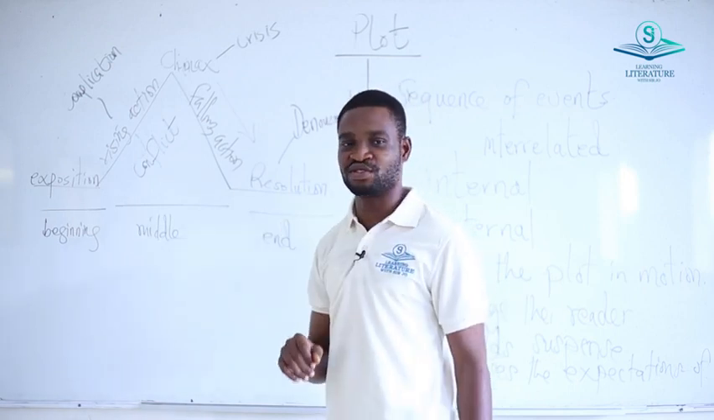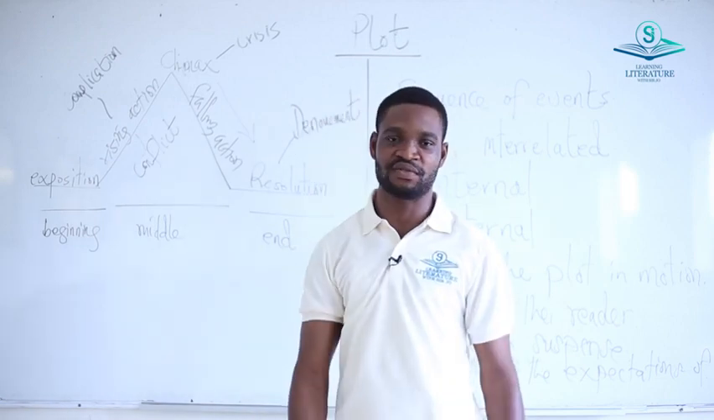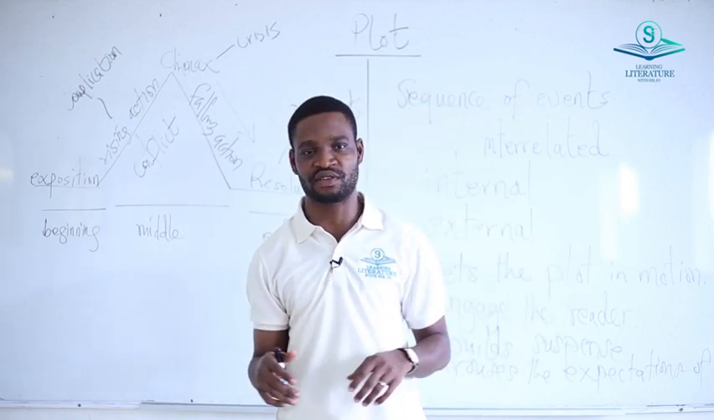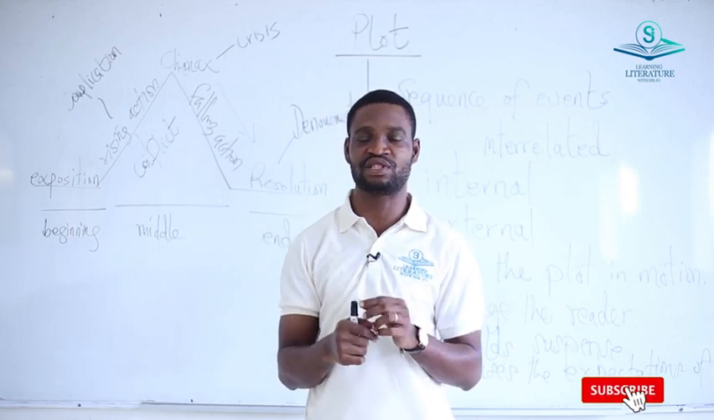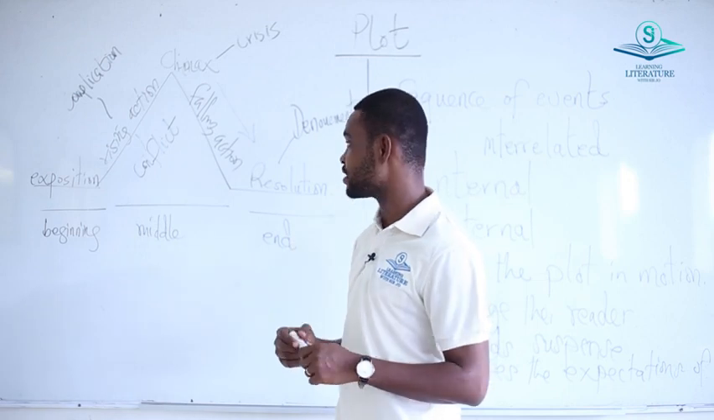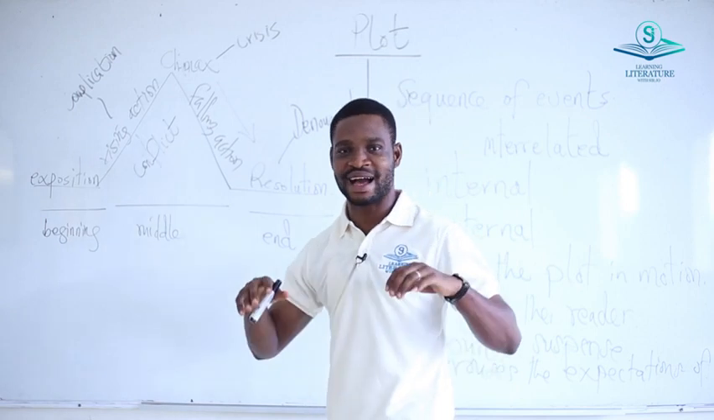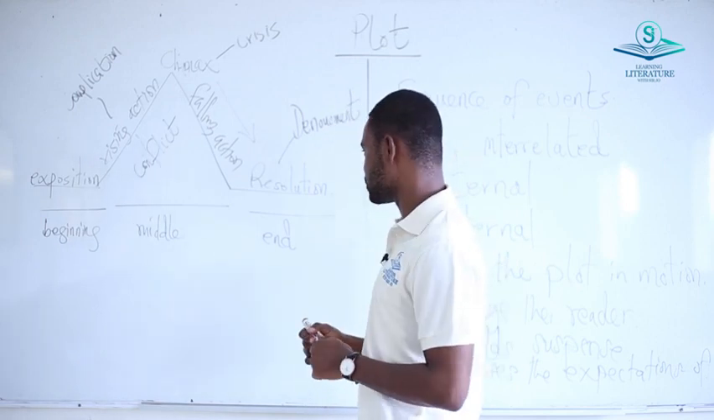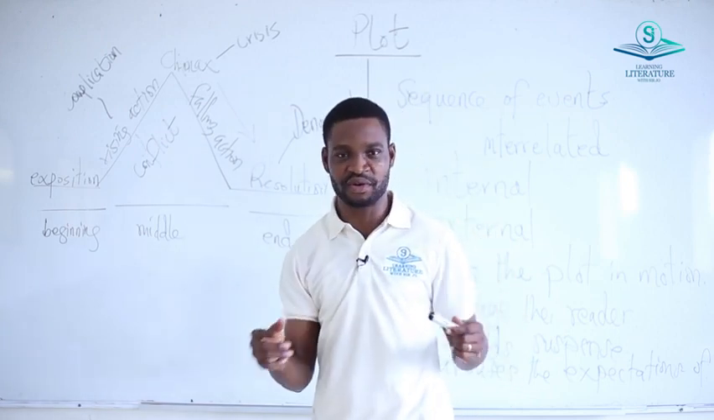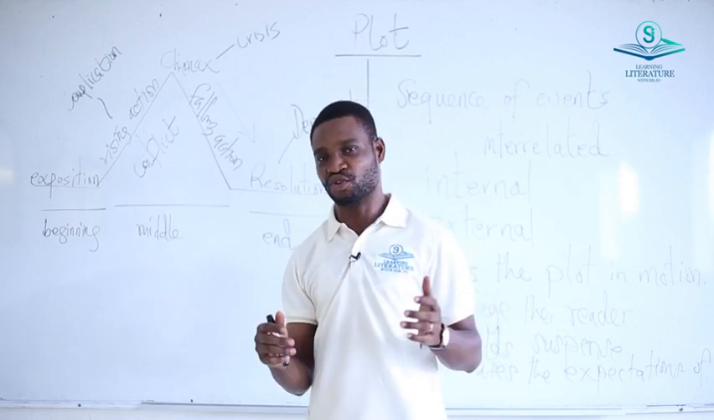Now we move on to resolution. That is the end of the story. Now at the resolution stage, it records the outcome of the conflict and tries to give solution to every problem that existed in the storyline. So at this stage, what we notice is that it gives the outcome of the story. So we are given whether the story will end on a happy note or on a sad note.